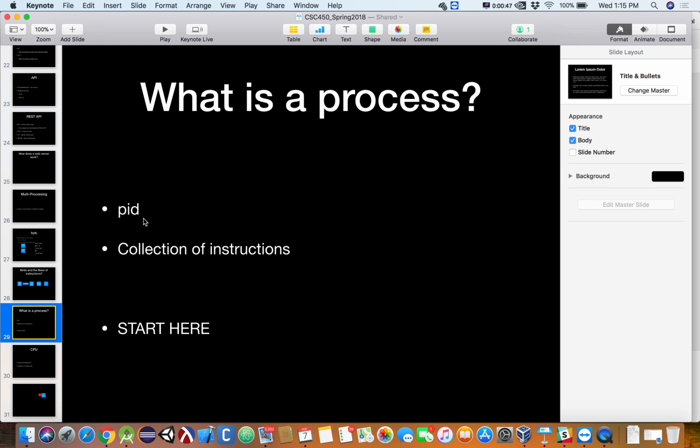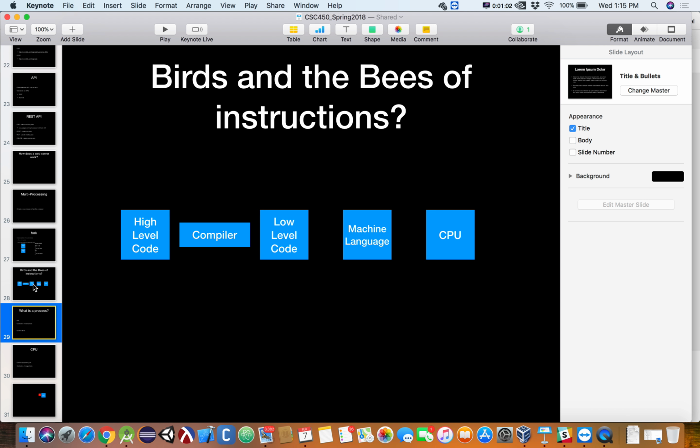So we decided a process has a unique identifier, right? So it has to be uniquely identifiable on the operating system. So a process is a collection of instructions that live on the operating system that are fed on by the CPU. We talked about what's an instruction. So that's right, the birds and the bees of instructions.